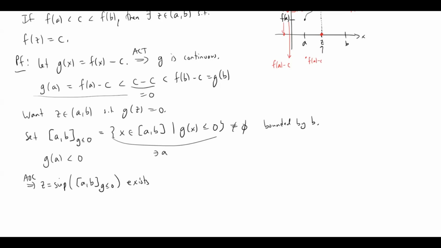Now, of course, I need to show that this works, right? Well, of course, if G of Z equals 0, we're done. So let's assume it's not 0. If it's not 0, then G of Z is either positive or negative, and both cases are going to be mostly similar. So let's just handle one of those cases. We'll assume G of Z is positive.